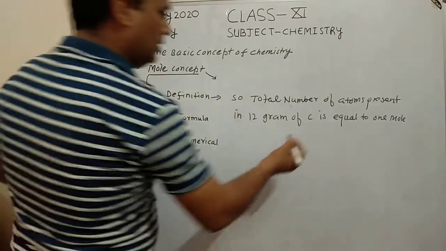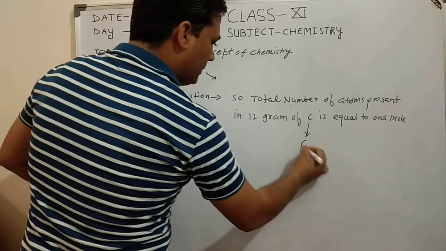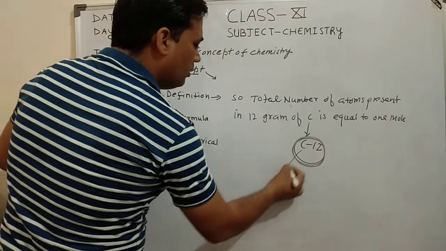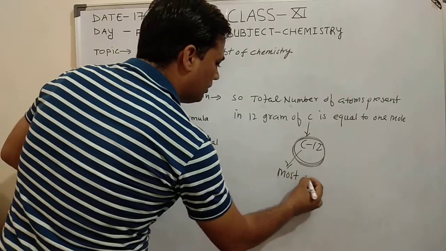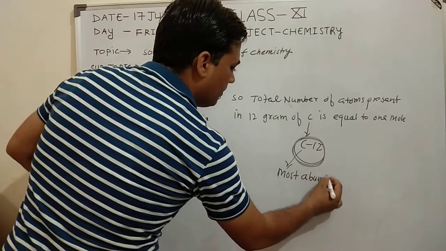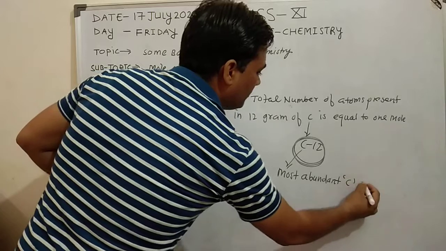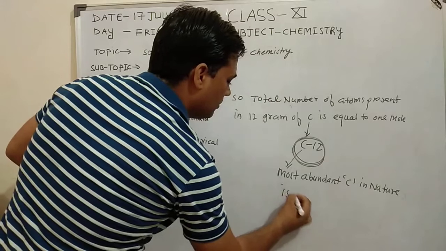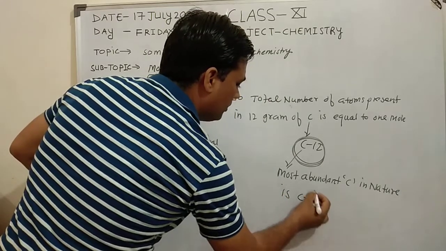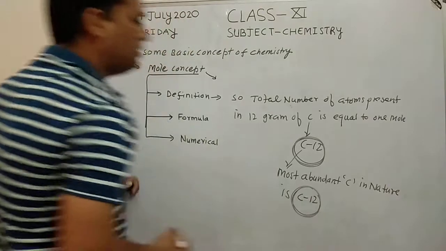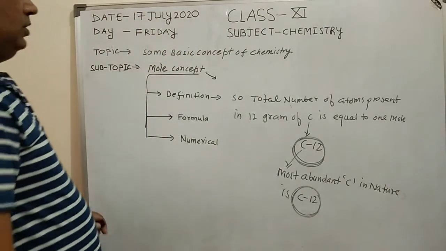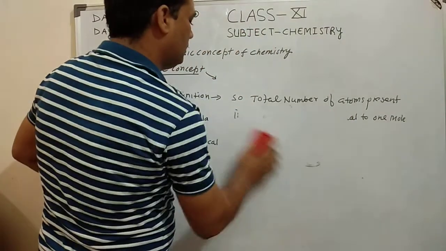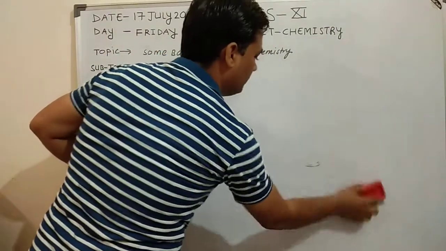Okay, here carbon is C12. Carbon having atomic mass 12, because the most abundant carbon in nature is C12. It means carbon having atomic mass 12. So mole is a definite, fixed number, which is equal to 6.022 into 10 to the power 23.